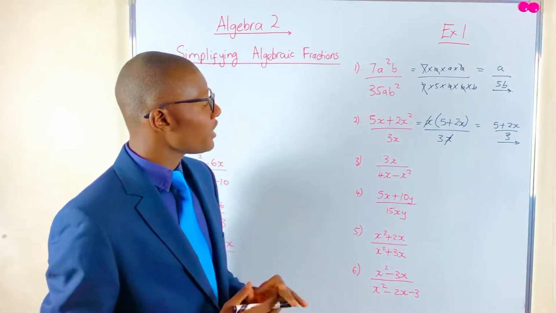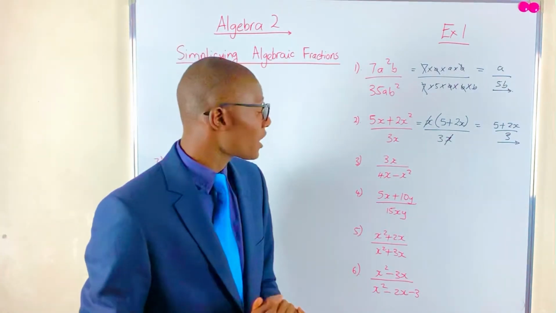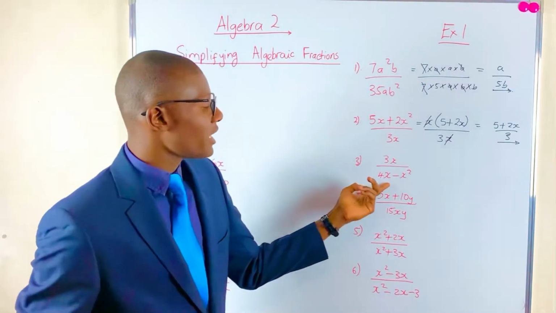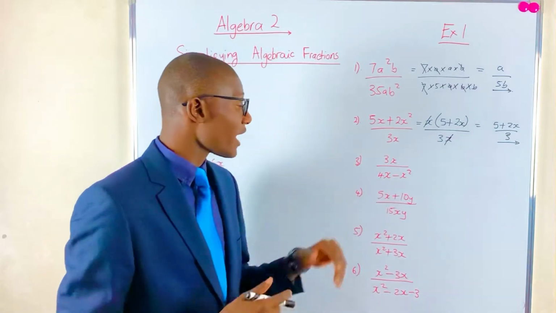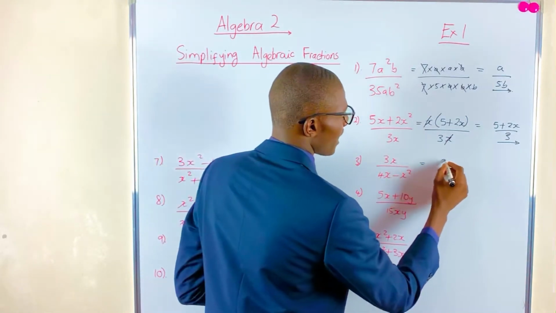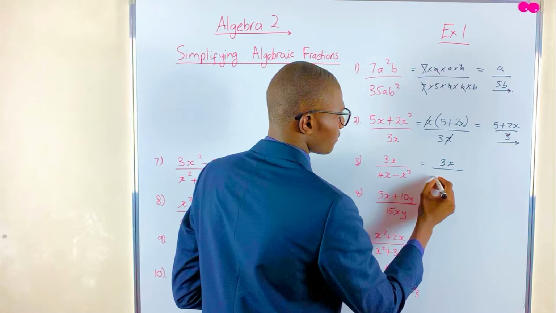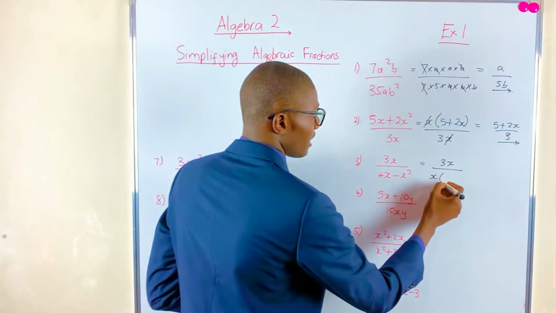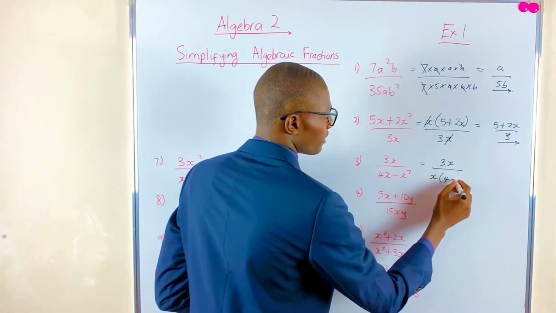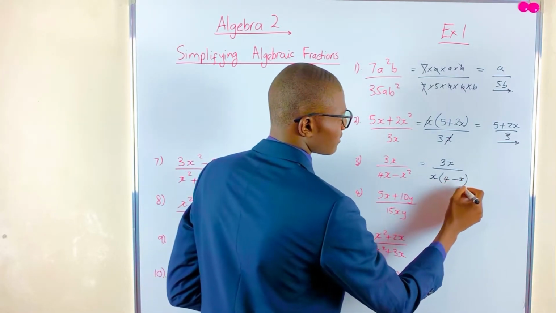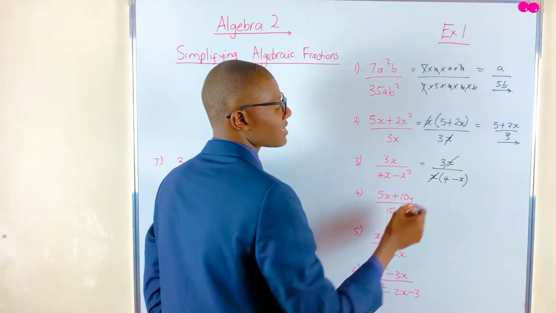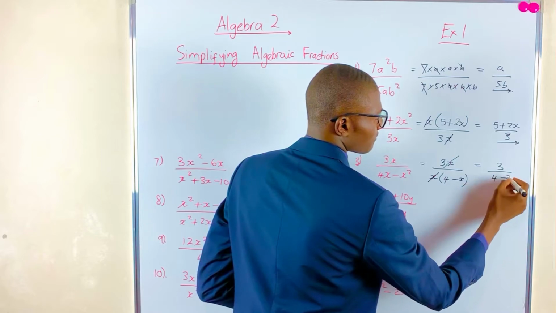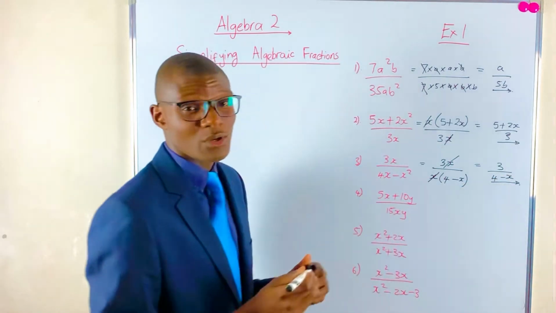Then for number three, we've got 3x over 4x minus x squared. Now in the denominator, this is whereby we can factor out the x. So we're saying 3x over x, factoring out x in the denominator. X into 4x, we get a 4. Then minus x into x squared, we get an x. Then we can see that this x and that x can cancel, such that the final answer would be 3 over 4 minus x. This is what we get.